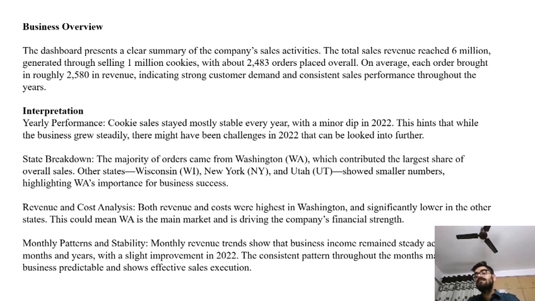Sir, it is very obvious that if the company's overall strength is increasing due to a city or a state, the cost and revenue will always be high in that state.